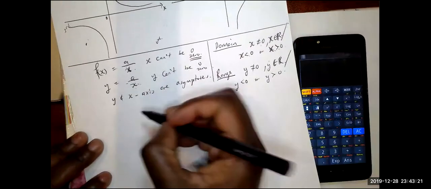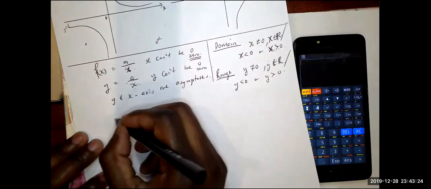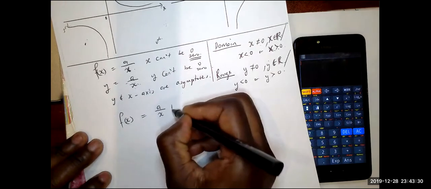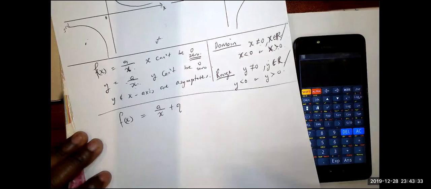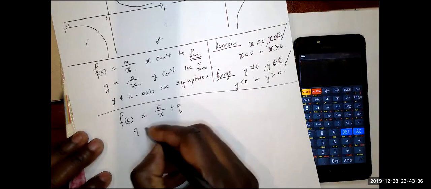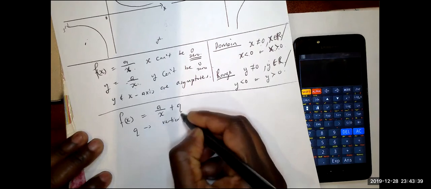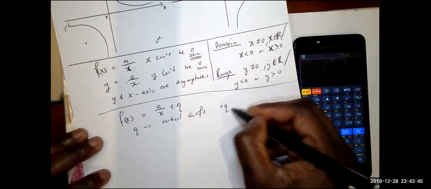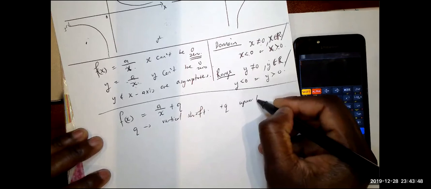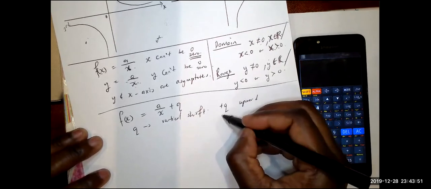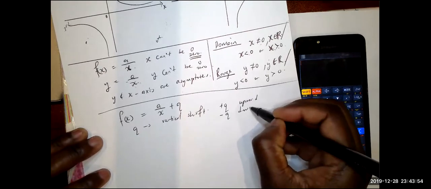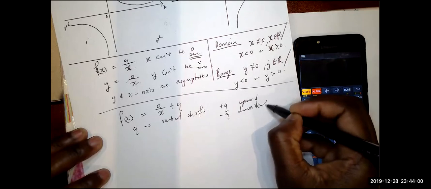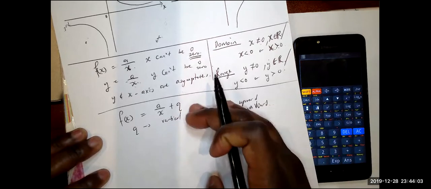Now let's move on to the form when we transform it to f of x equal to a over x plus q. Remember again, q is the vertical shift. So if it is plus q, it means it's upward. If it is negative q, it is downward. So what it does here is it just shifts the asymptote.